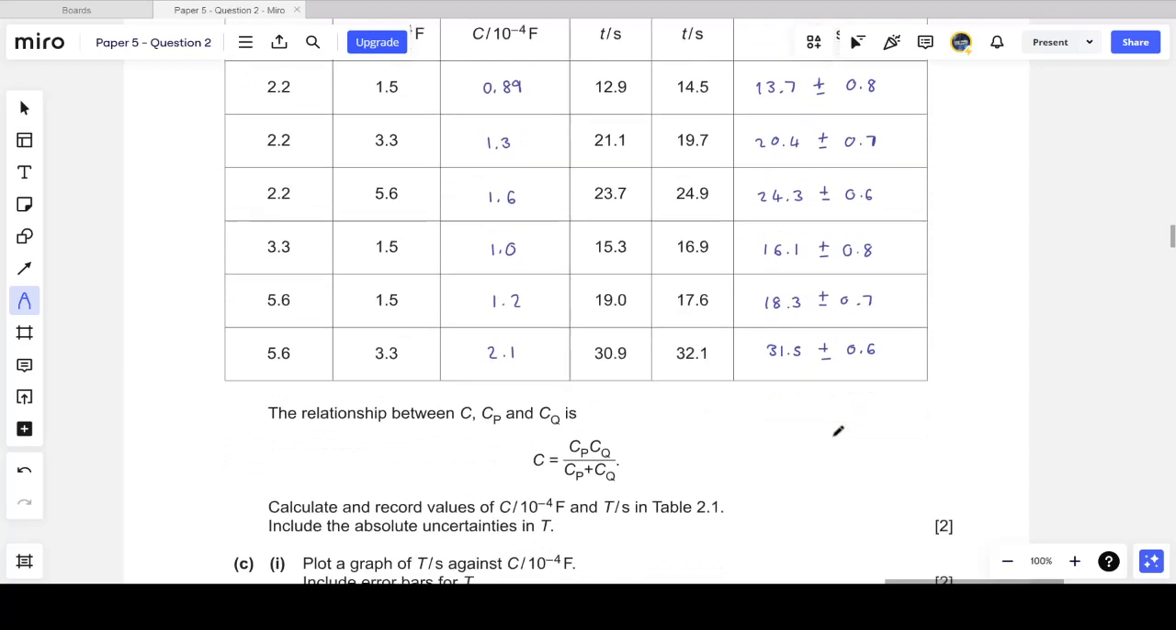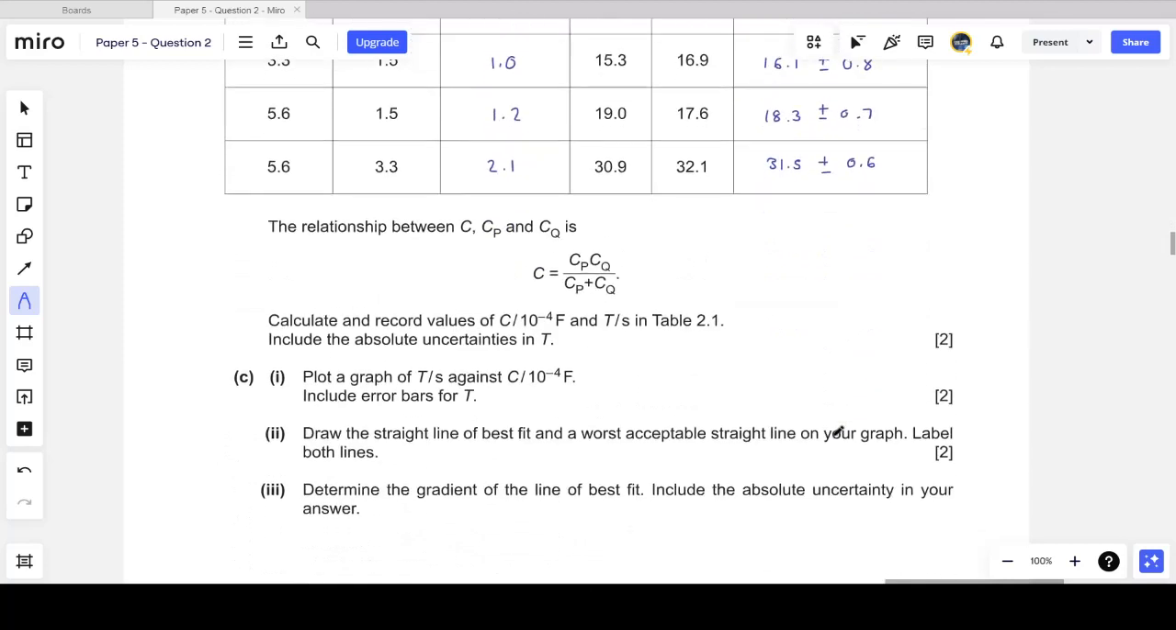So now that I've completed my table, I'm told, as I always am in question 2 of paper 5, to plot a graph, and I'm usually told what to plot where. So it tells me to plot a graph of t against c and include error bars for t.